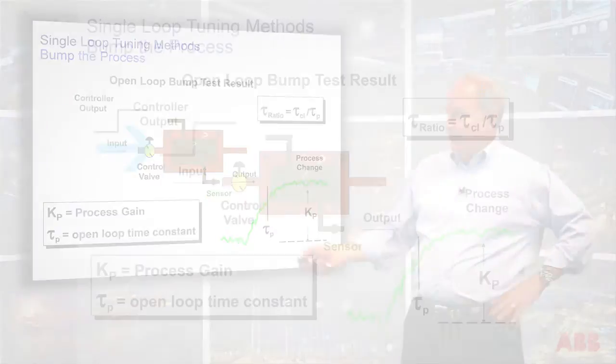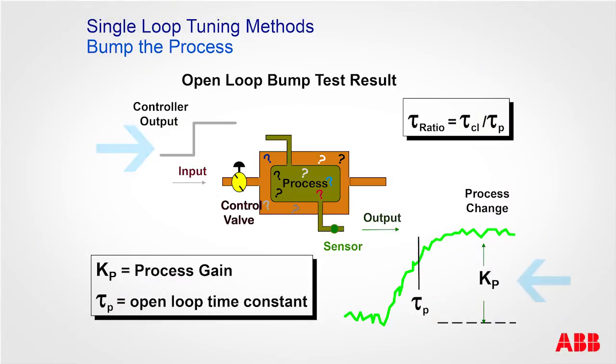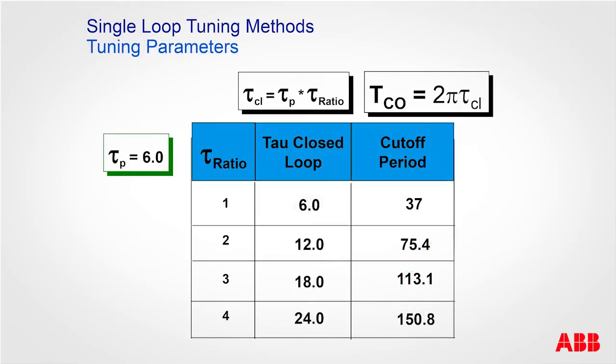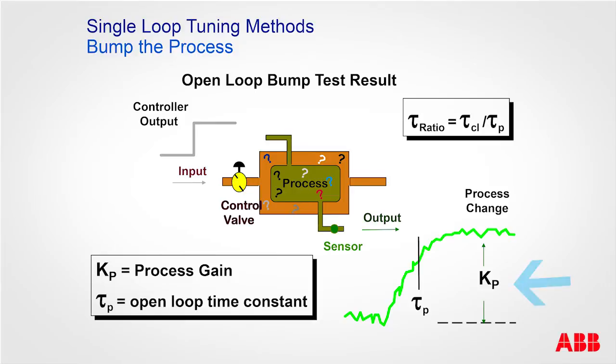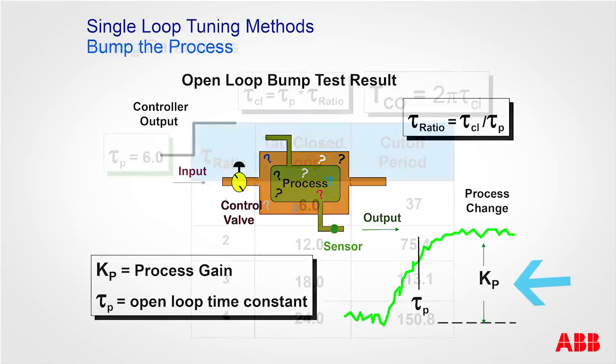So here, if you did a bump test and you got a first order response where you had a process gain and a time constant. Remember the definition of tau ratio: it's your desired closed loop time constant divided by your open loop time constant. And we picked 1, 2, 3, or 4. 4 was slow, 1 was fast. So this is the process. If we plug it into this equation, here I'm showing an example where my time constant is 6. I just picked a time constant of 6. So you did this bump test and it had a time constant of 6.